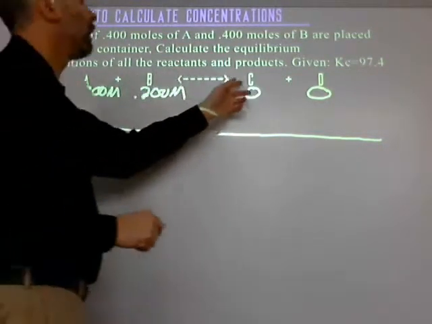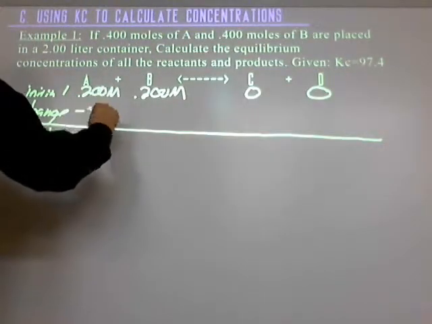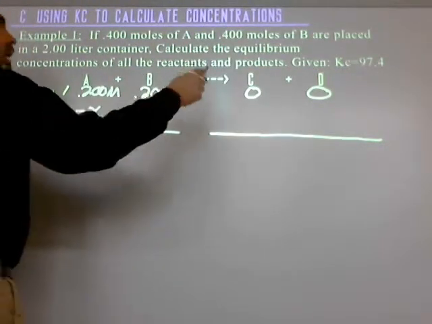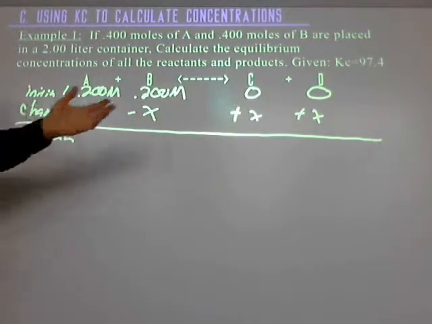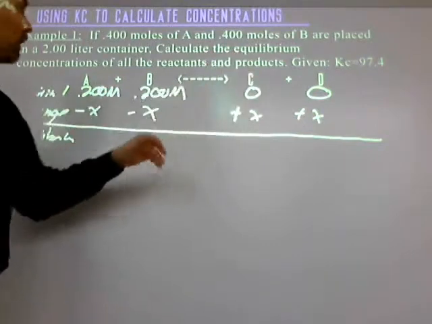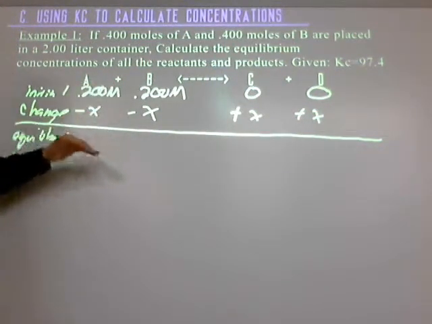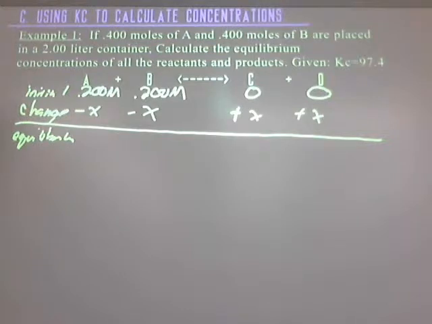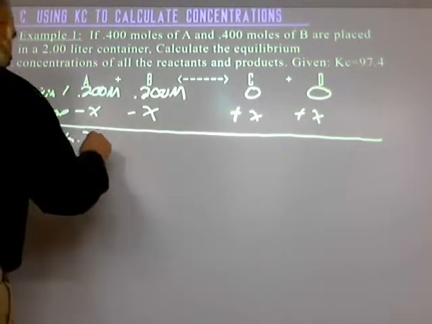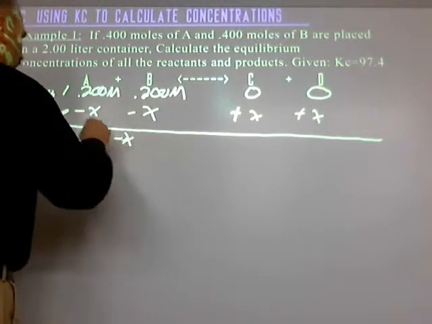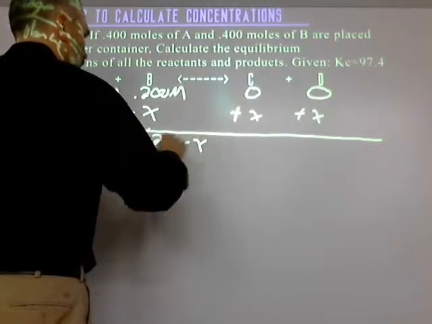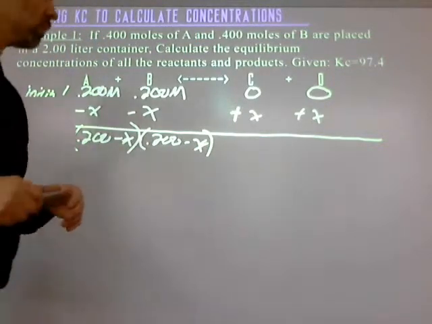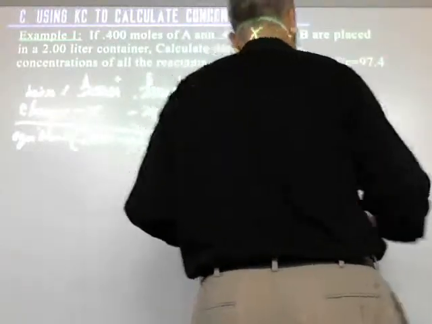Now, my change, we know how that goes. It mimics the coefficients. So it's minus x, plus x, and plus x. The reason, of course, is that the products increase. I have none of them now. Over time, I'm going to get more products. I have lots of reactants. Over time, that's going to decrease. So the change mirrors the coefficients. Then finally, the equilibrium: 0.200 minus x, 0.200 minus x, x, and x. This is exactly what we did in the lab, exactly what we did in the homework problems. I'm leaving out the units here just to go a little bit faster.